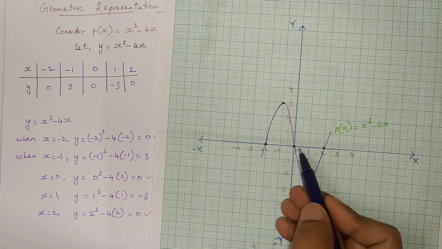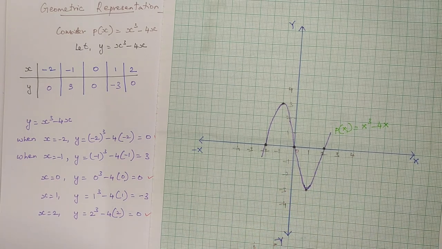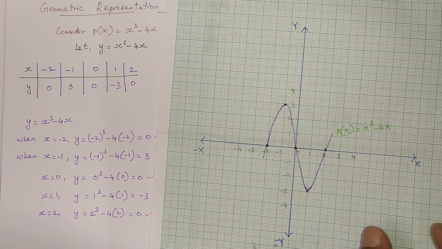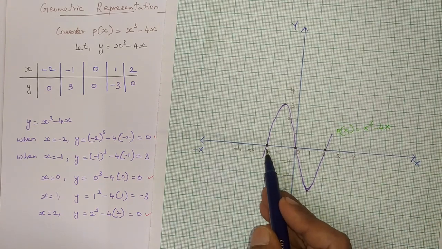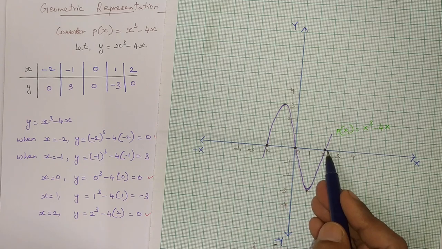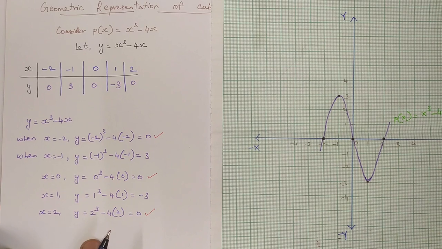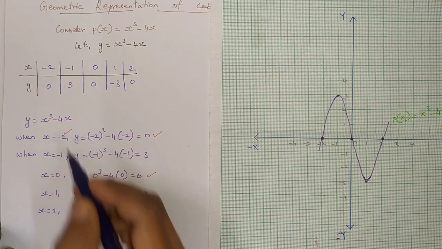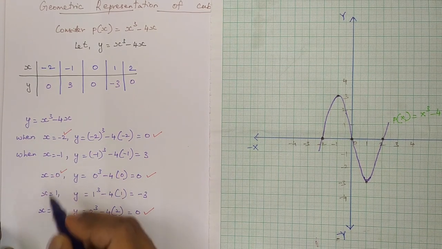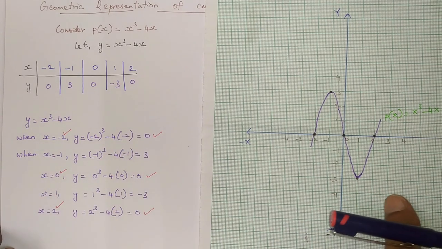So the first point is this one, second one and third one. These 3 points, it is intersecting at 3 points. Okay. So it is intersecting at x is equal to minus 2, x is equal to 0 and x is equal to 2. So these are nothing but our solution. X is equal to minus 2, x is equal to 0 and x is equal to 2. So these are nothing but the zeros of the polynomial.